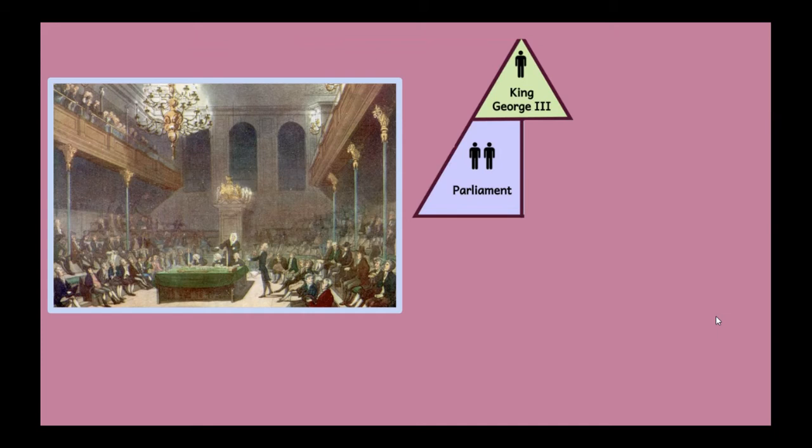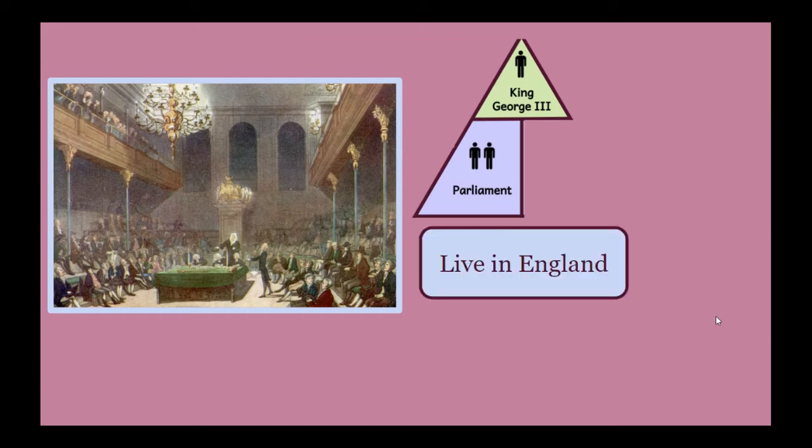The next section is Parliament. Members of Parliament live in England. For the most part, none of them have ever set foot in the colonies. They don't know what life is like there. They might write letters to people who live in the colonies, but they've never actually been there or lived there.